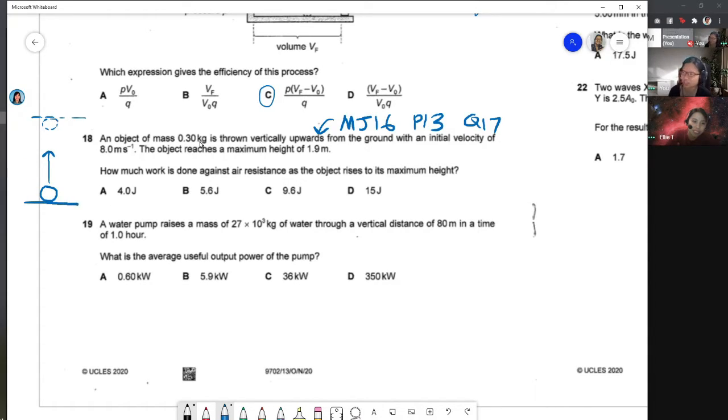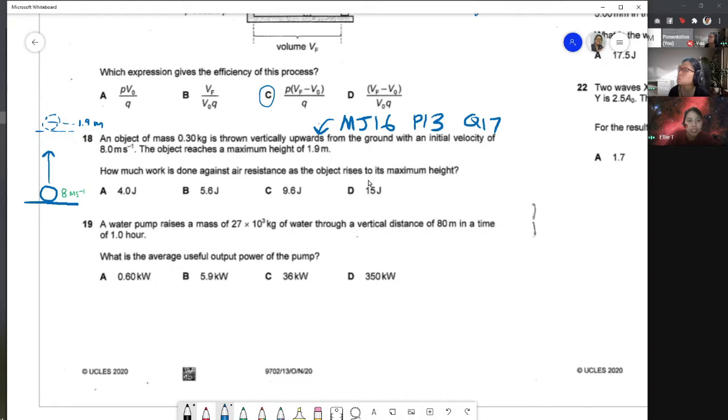Okay, so you have an object of 0.3 kg, thrown vertically upwards from the ground with an initial velocity of 8 meters per second. It reaches a maximum height of 1.9 meters. How much work is done against air resistance as the object rises to the maximum height?